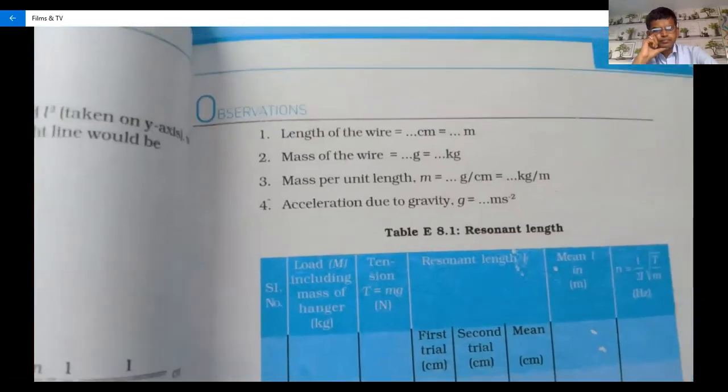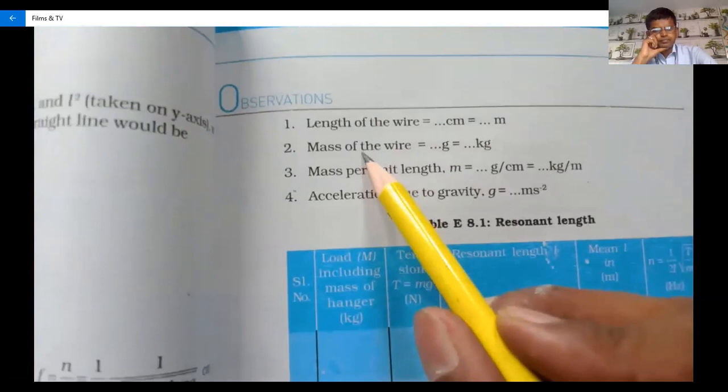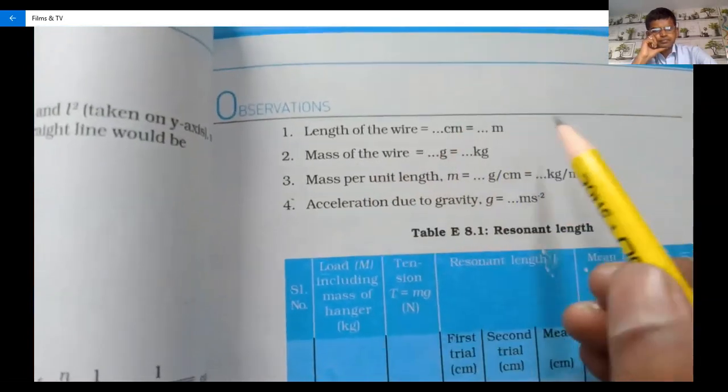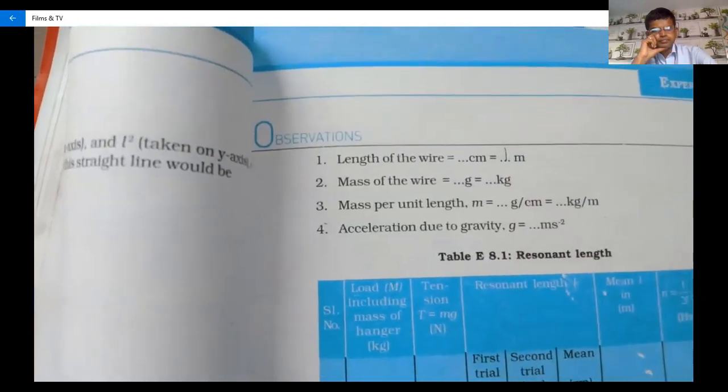Now as per the observation, first write some known values. Like the length of the wire is 1 meter, as per our setup. The mass of the wire is given by the examiner, so it is 1.6 gram.